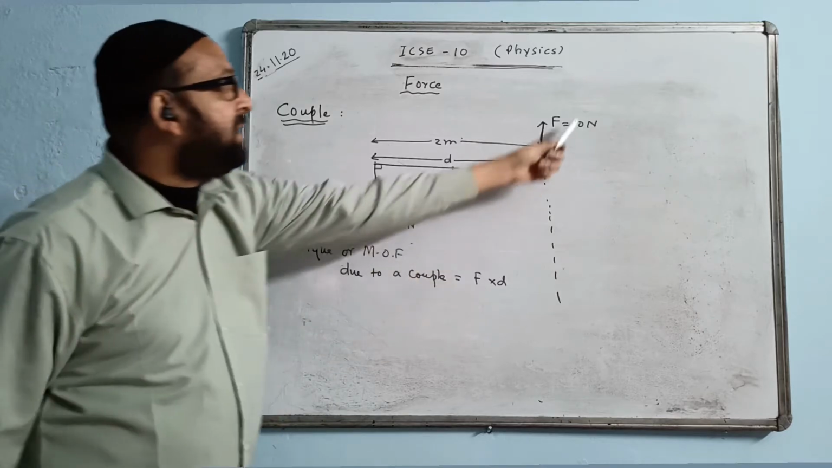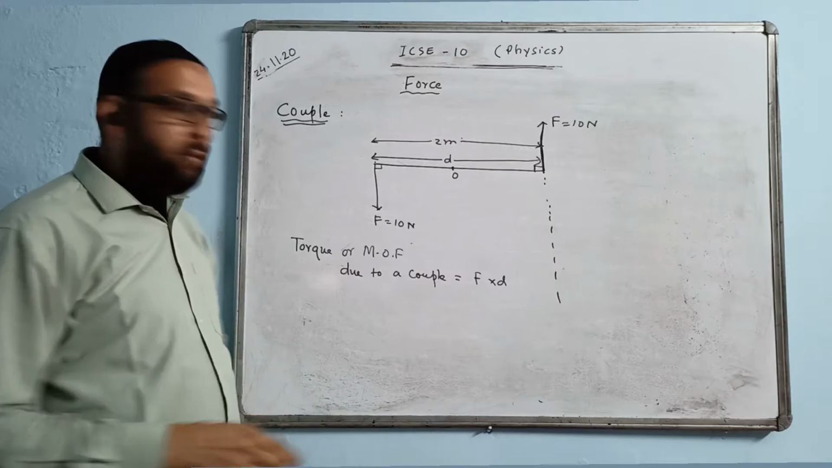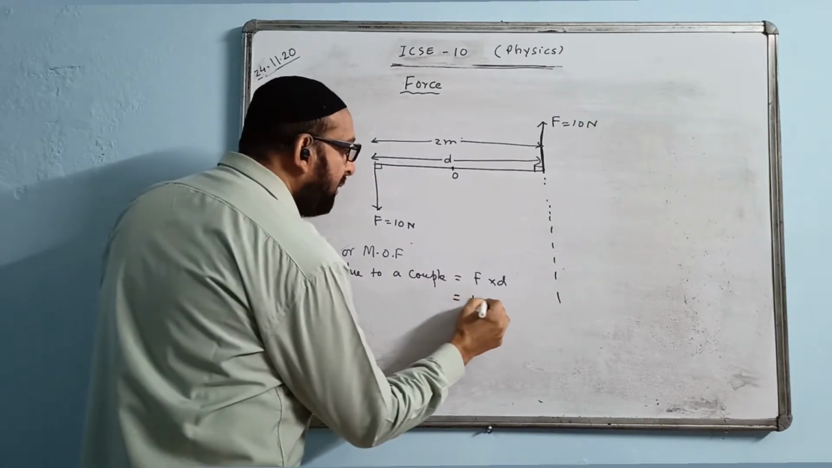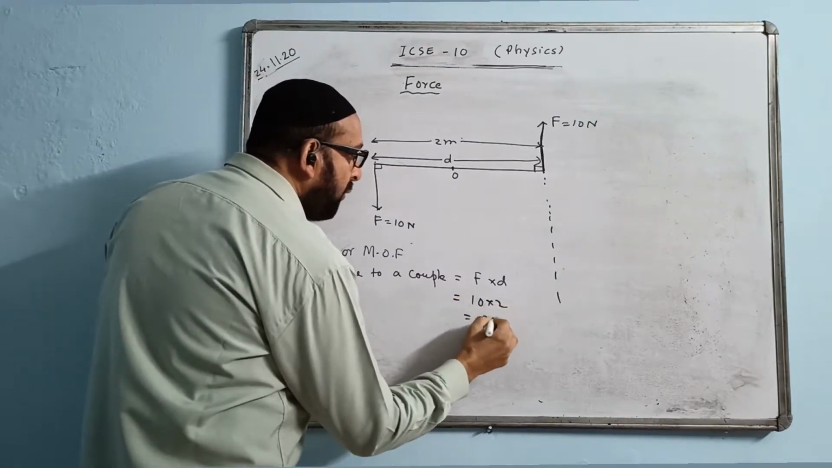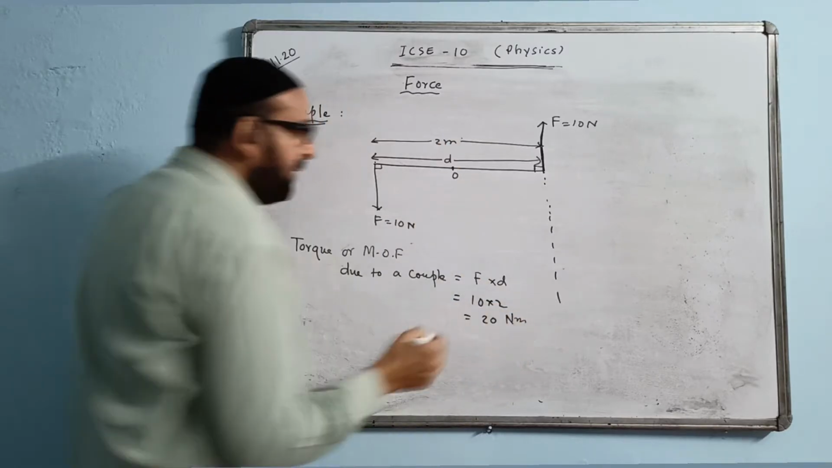We'll take one of the forces, that is 10, multiplied by the total distance. What is the total distance? 2. So 10 into 2, 20. The answer will come like this directly. Unit will be Newton multiplied by meter, Newton meter. That is the answer.